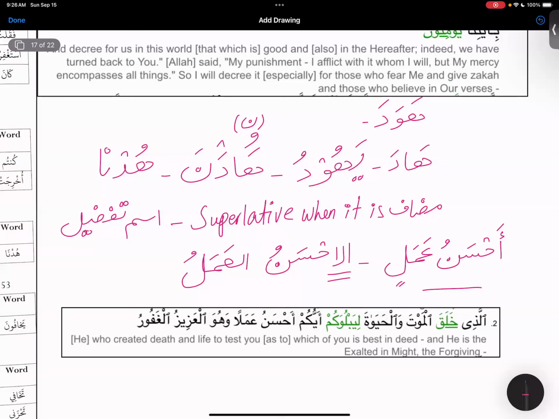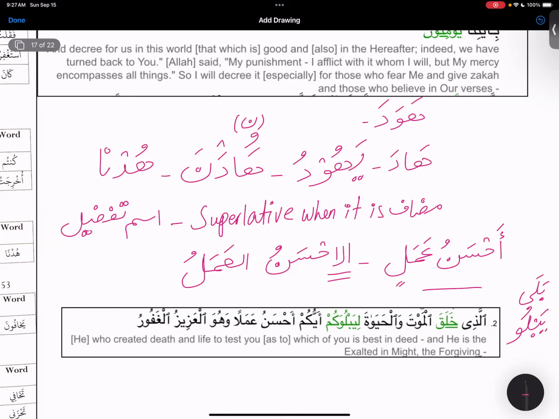Now look at the example of comparative. It says in Surat Tabarak, Surat Mulk: Allazi khalaqa al-mauta wal hayata, the one who created death and life. These are maful. Liyabluwakum. Now we are getting the reason why Allah subhanahu wa ta'ala has created life and death. Liyabluwakum is from bala yablu, so that he tests you all.